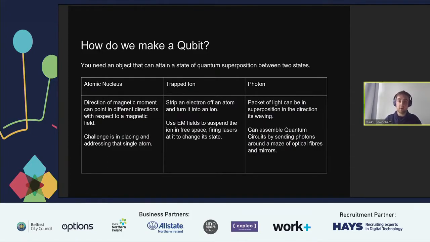You can have a trapped ion, which is basically where you take an electron off an atom and turn it into an ion, and then you can use electromagnetic fields to suspend the ion in free space, firing lasers at it to change its state and to store different information and run different processes. And then finally, you can have a photon, which is basically a packet of light, and it can be in superposition in the direction that it is traveling or waving. It can assemble quantum circuits by sending photons around a maze of optical fibers and mirrors. A lot of different companies use all of these methods, and there are many more as well. There's a constant debate on which is better, and there are pros and cons to all of them.